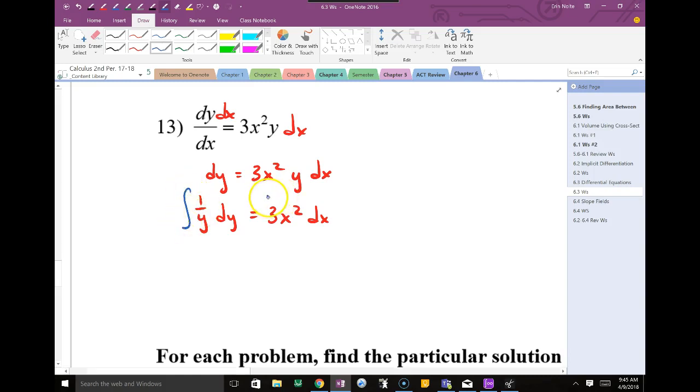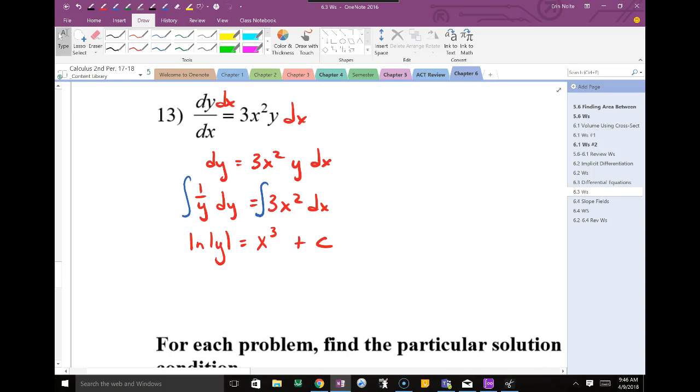Integrate it, good. So the integral of 1 over y is? You have to divide by the y. So if you divide by the y, I'm going to make it look like 1 over y because it'll be easier. What's the natural log? Nice, good. The natural log of y. And then what's the integral of 3x squared? Good. Can I just call it x cubed? Plus c.